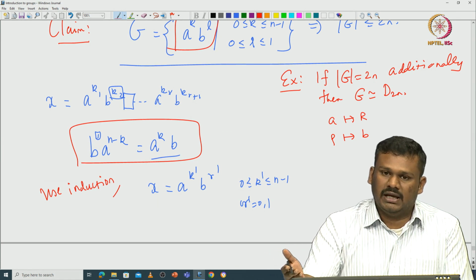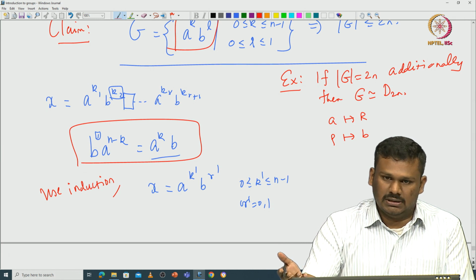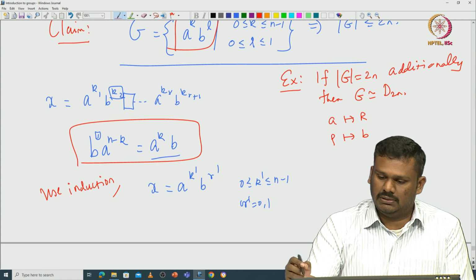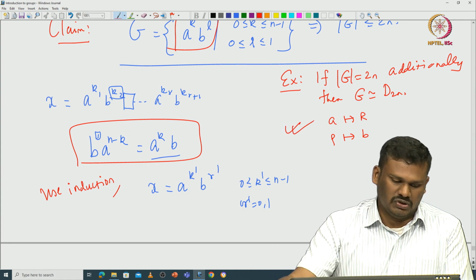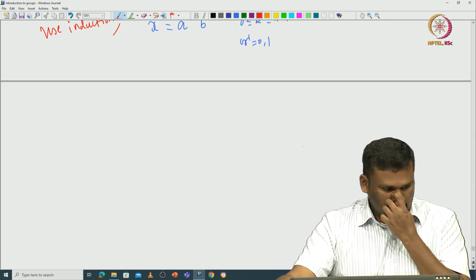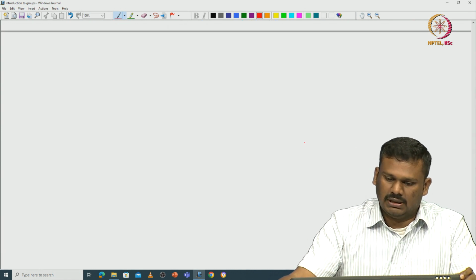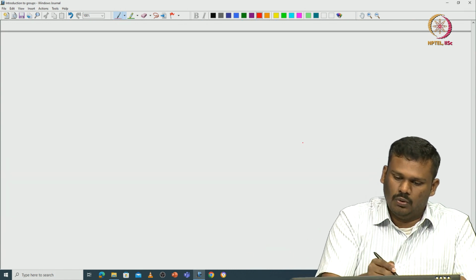Because they have the same cardinality, it must be bijective. That is not something very difficult to check. So, I will leave it to you to check, it is okay. Now, let us focus on finite subgroups of O(R²).